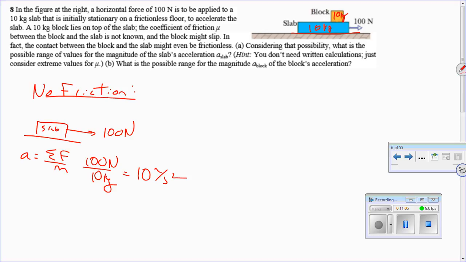Good? And in those same circumstances, what would the block do? It would just stay at rest, right? If there's no friction, then the slab is going to move and the block is going to stay at rest. So the acceleration is zero, right? That's like when I had the track up here with the cart on it. You can pull the track and the cart doesn't move, right? Good or no? Okay, so that's if there's no friction.